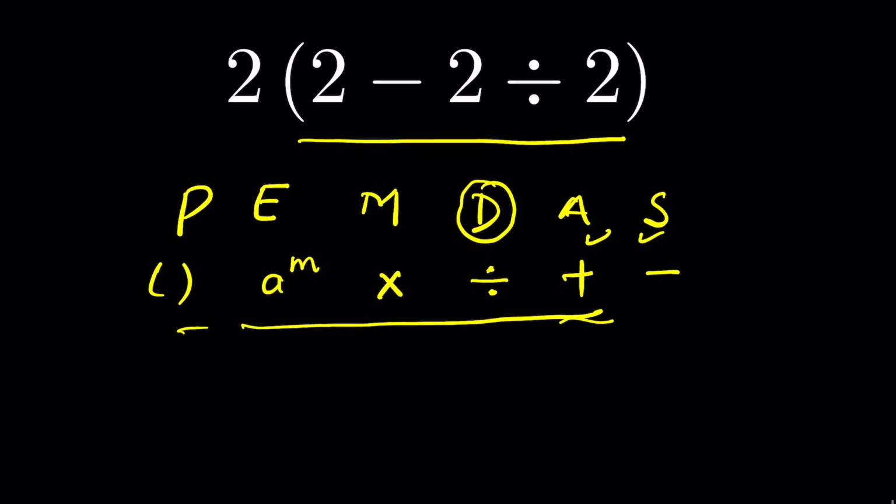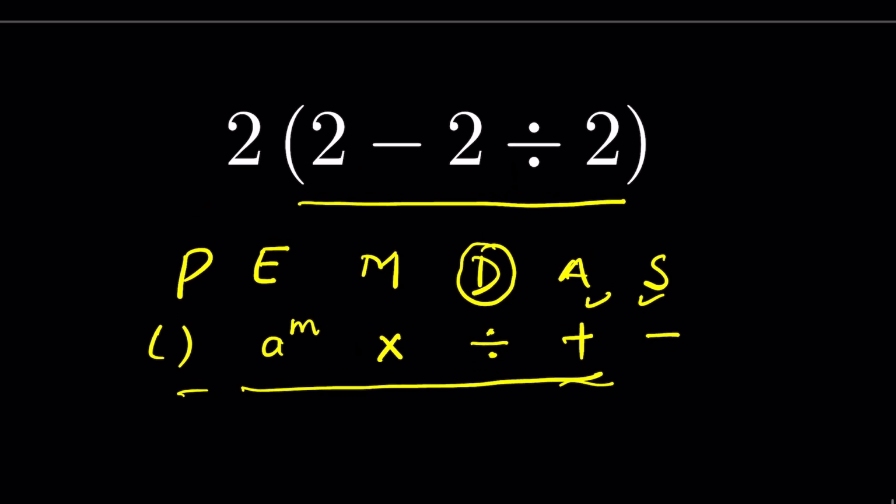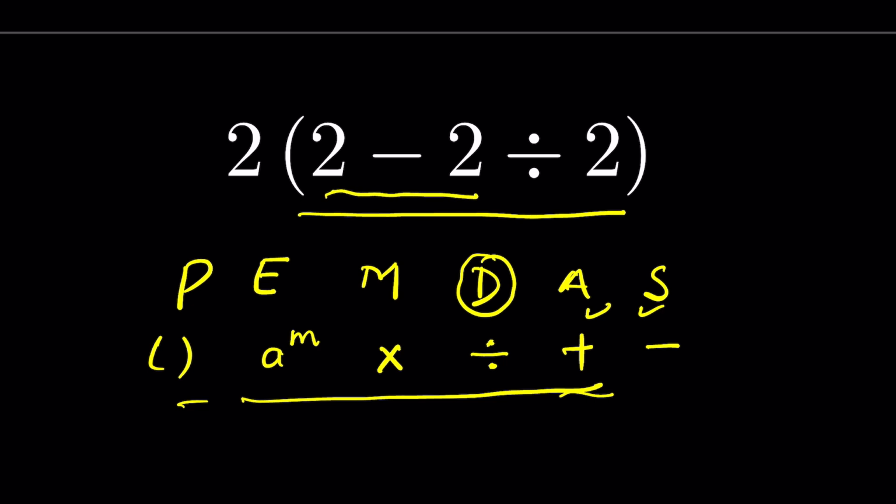Now, if you don't follow this order, you will do this subtraction first. 2 minus 2 is 0, then 0 divided by 2 is 0, and 0 times 2 is 0. Then in that case you will get 0 as your answer, but 0 is not the correct answer, and this is not the way to solve it.